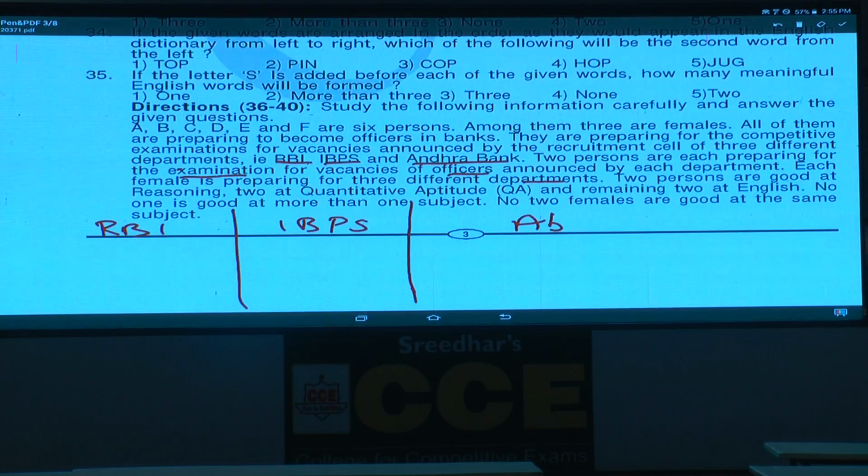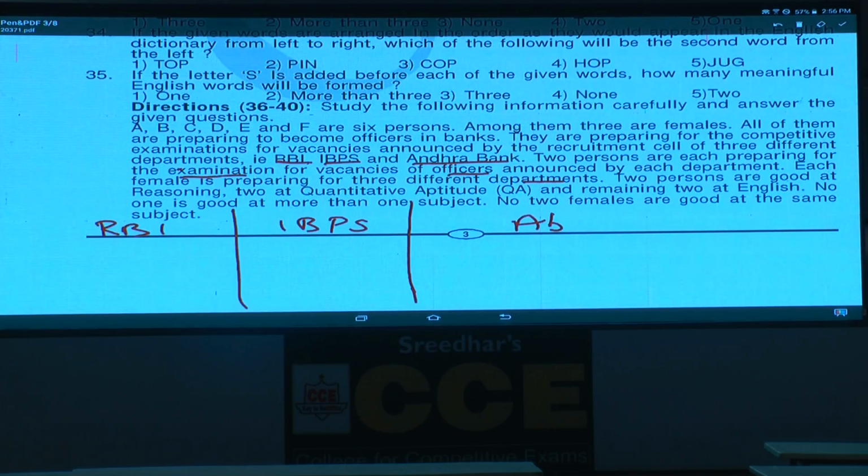And that means in each of these, there is exactly 1 female and exactly 1 male. Isn't it? Because in each of these there must be exactly 2 persons, out of which 1 is a female. The other person must be a male. 2 persons are good at reasoning, 2 at quantitative aptitude, and the remaining 2 at English. No one is good at more than 1 subject. No two females are good at the same subject. Clear?